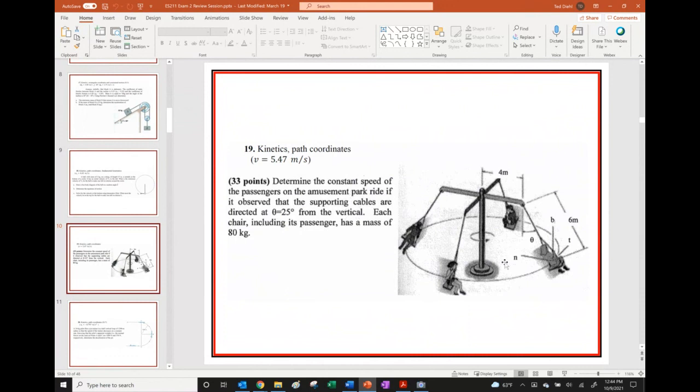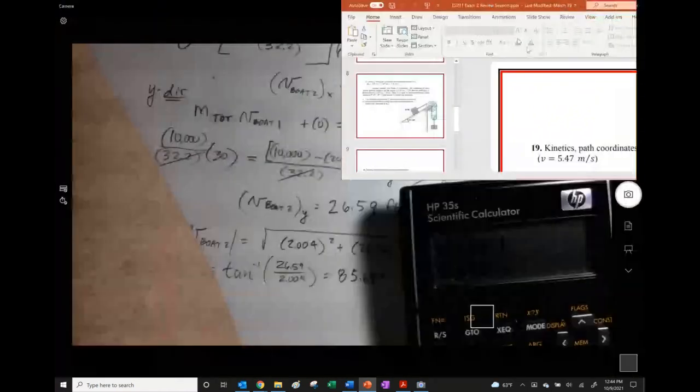So we have this merry-go-round thingy. I don't know what you call this at the amusement park. And the chairs are hanging out at an angle of 25 degrees, right? They're hanging down at 25 degrees. Each chair, including the passenger, has a mass of 80 kilograms. We want to find the speed of this thing. By the way, that's usually a pretty short problem. But okay, cool.